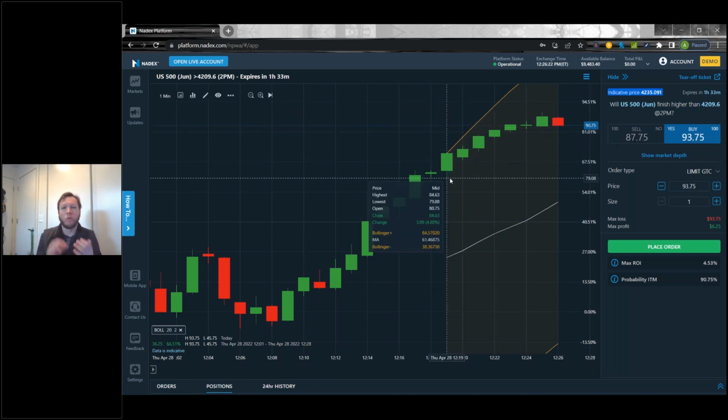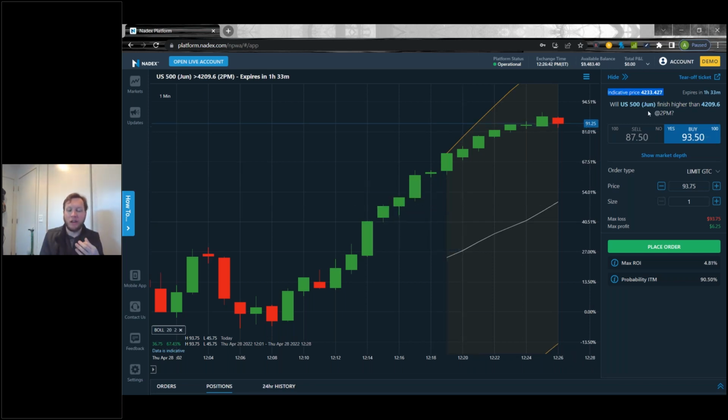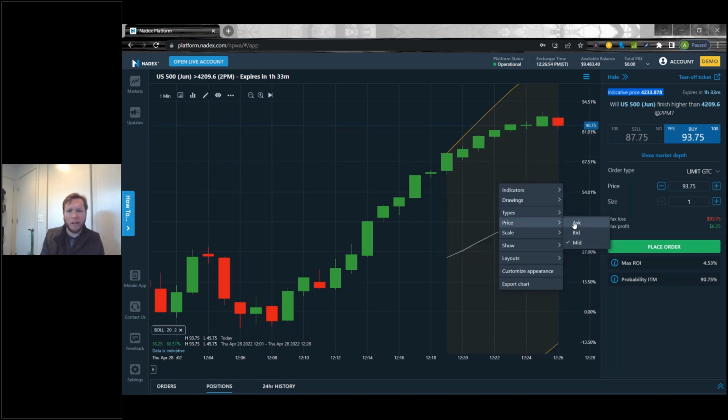What's going on? Well, if you select the quick chart, you're actually no longer looking at the charting of the underlying market, right? So what we were looking at before was the chart of the US 500 contract on which the Nadex derivative is based. Now we are looking at the charting of the pricing of the actual Nadex derivative contract. So in this case, the binary option contract, US 500 greater than 4209.6 at 2 p.m.